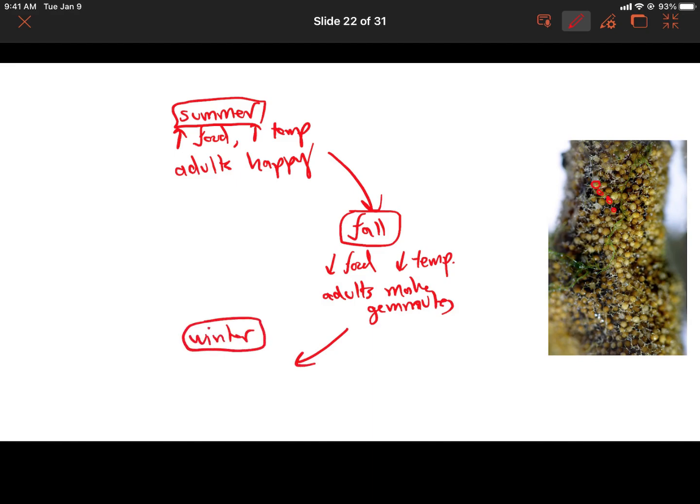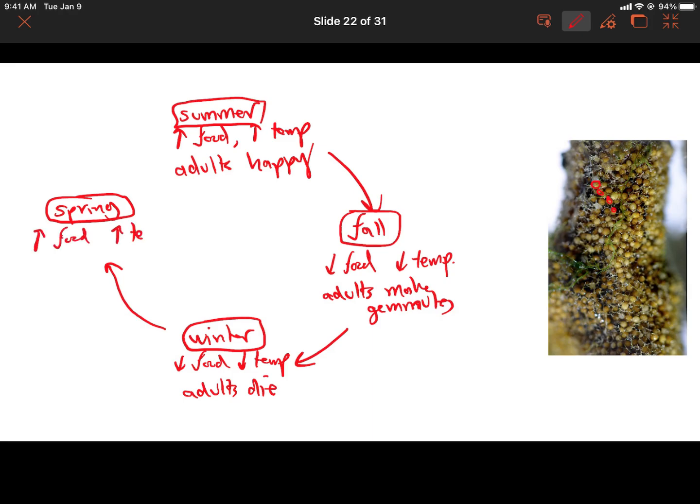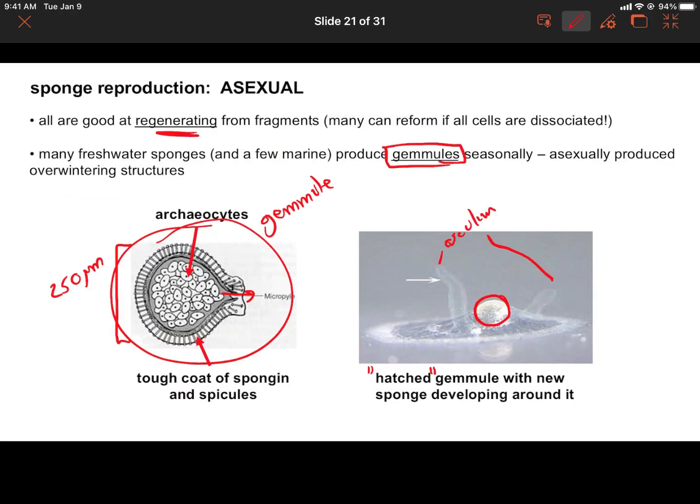Okay, then in the winter time, it's terrible. Maybe in the northern hemisphere, in whatever hemisphere has winter, your pond gets completely covered with ice. There's no food. It's very cold, and then the adults die, but the gemmules remain. The gemmules are just sitting there at the bottom of this pond, and then what happens in the spring is that, by some mechanism that we don't understand, food and temperature are going back up again. By some mechanism we don't understand, those archaeocytes inside the gemmule start to crawl out, and they form this new sponge. This is a clone of its parent, right? It's just asexually produced from cells of its parent.